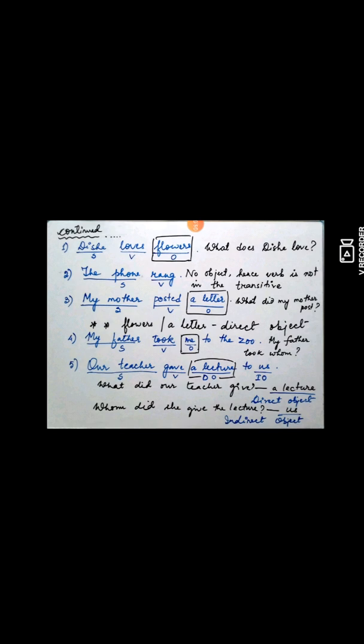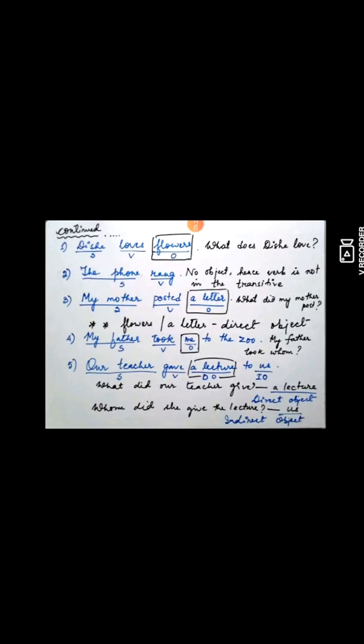The lecture is given to whom? To us. So we are receiving the lecture. The teacher gave a lecture to us. The teacher did not give us, isn't it? The teacher gave what? A lecture. That is the direct object. To whom? Us. We are the receiver of the lecture. So this becomes the indirect object. I hope you have understood, children.